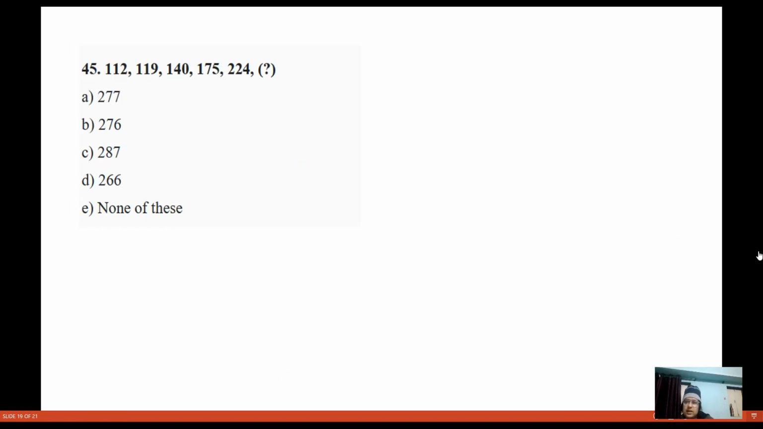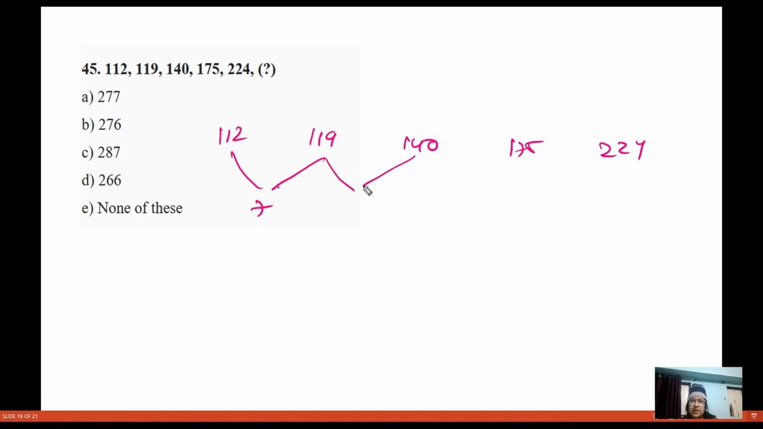Let's move forward. Now you have this series: 112, 119, 140, 175 and 224. This is a series where the numbers are very near to each other, so your difference method will work well. Okay. So this is 7. This is 21. Okay, 21. Then this is coming to be 35. Okay, this is coming to be 35. Fine. And this is coming to be how much?